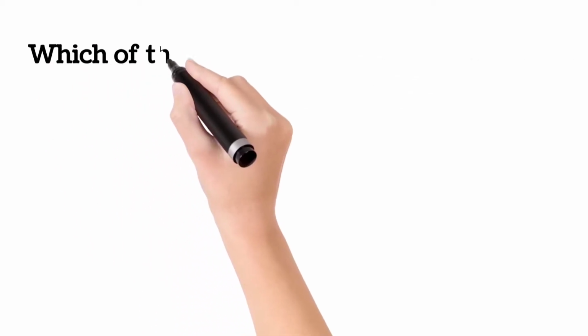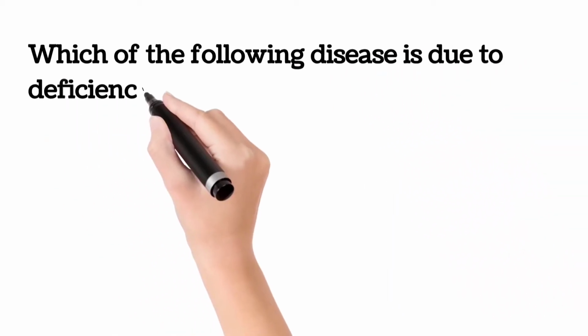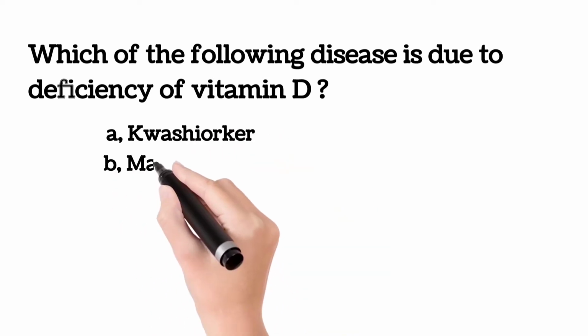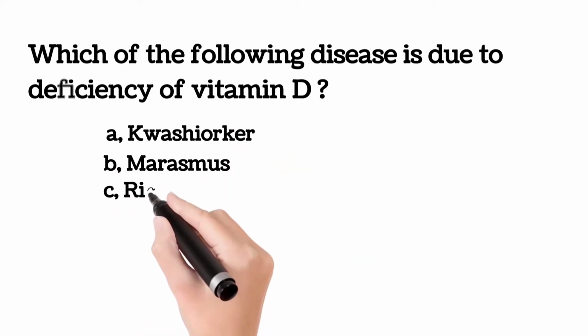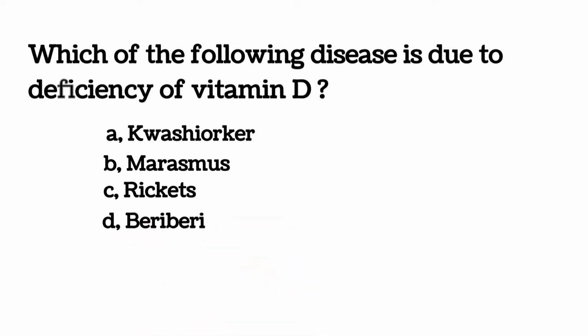Which of the following diseases is due to deficiency of vitamin D? The options are A. Kwashiorkor, B. Marasmus, C. Rickets, D. Beriberi. The answer is option C. Rickets. Rickets is due to lack of vitamin D. Rickets is the condition of softening and weakening of bones in children.